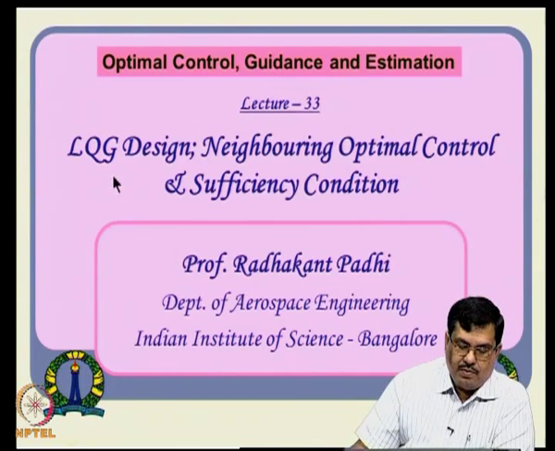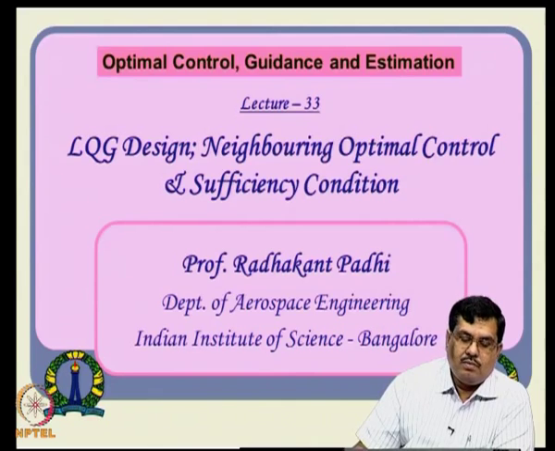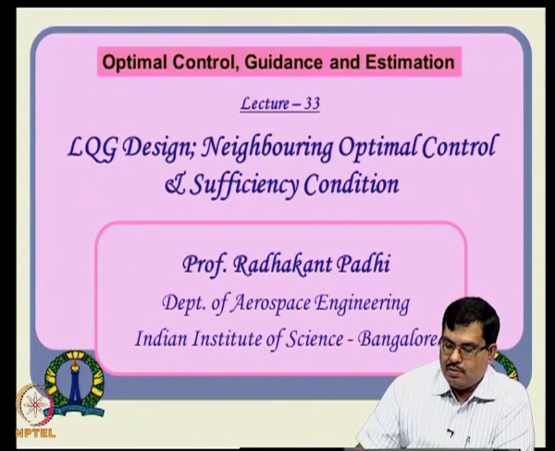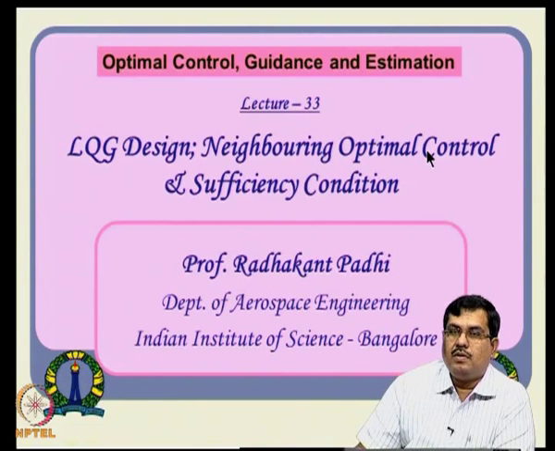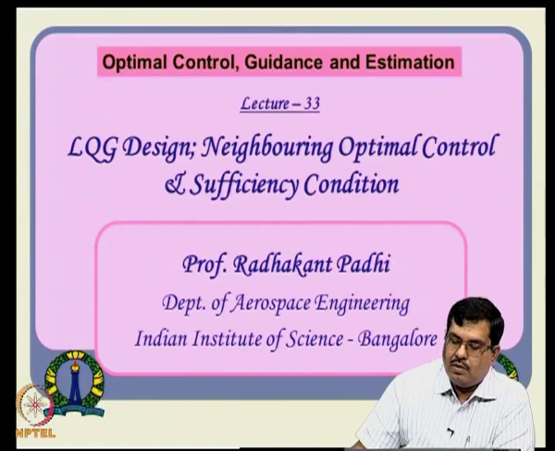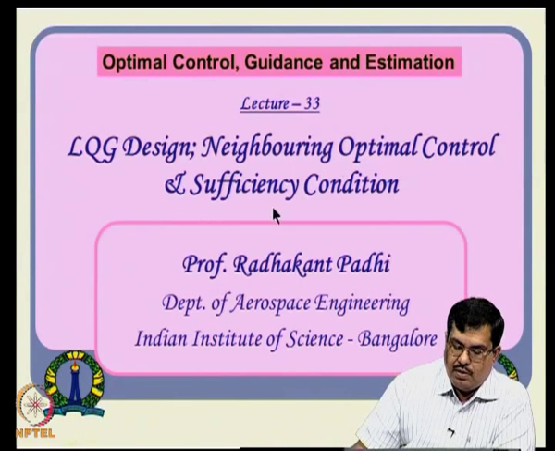One thing that comes to mind is LQG design, which is a linear quadratic Gaussian design. I have talked a little bit on that before, but a little more systematically we will talk along with an example from a textbook. And then we will also study neighboring optimal control, which is: if you are given an optimal path already, how do you find another optimal path which is close to that?